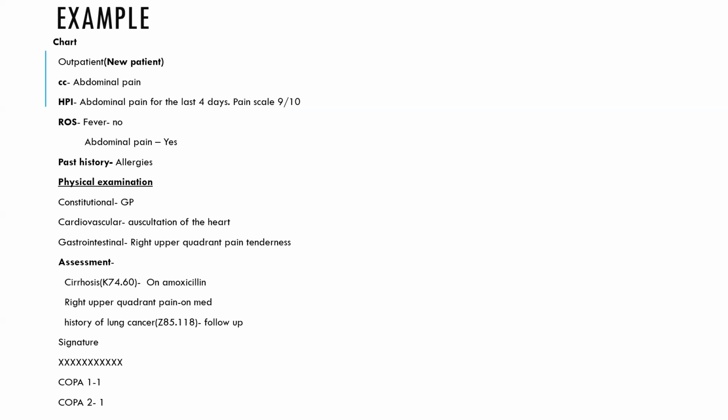Only one, cirrhosis. Absolutely correct. Only one, cirrhosis. Why are you not considering right upper quadrant pain and history of lung cancer? Because pain is an integral symptom of cirrhosis, and history we can't consider. Okay. Z codes we don't count, and integral symptoms we also do not count as a diagnosis. So as per your understanding, the total number of diagnoses is 1.